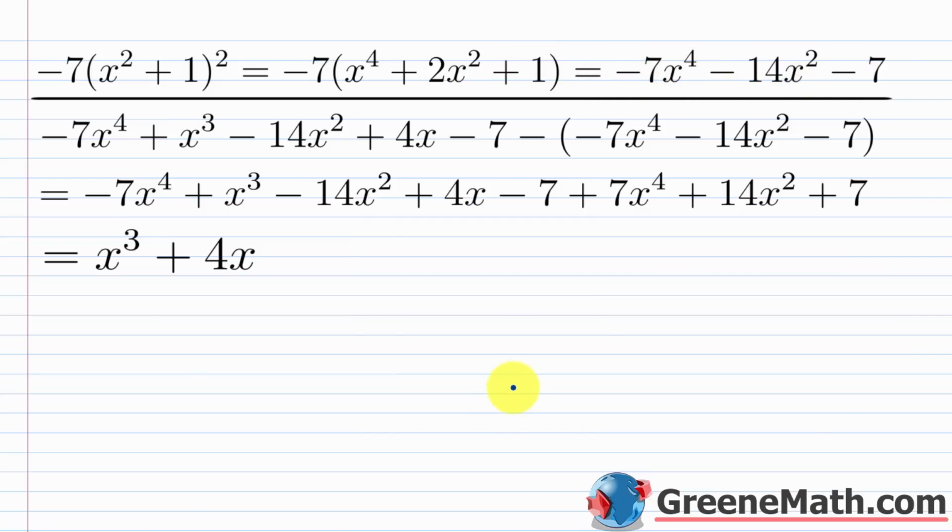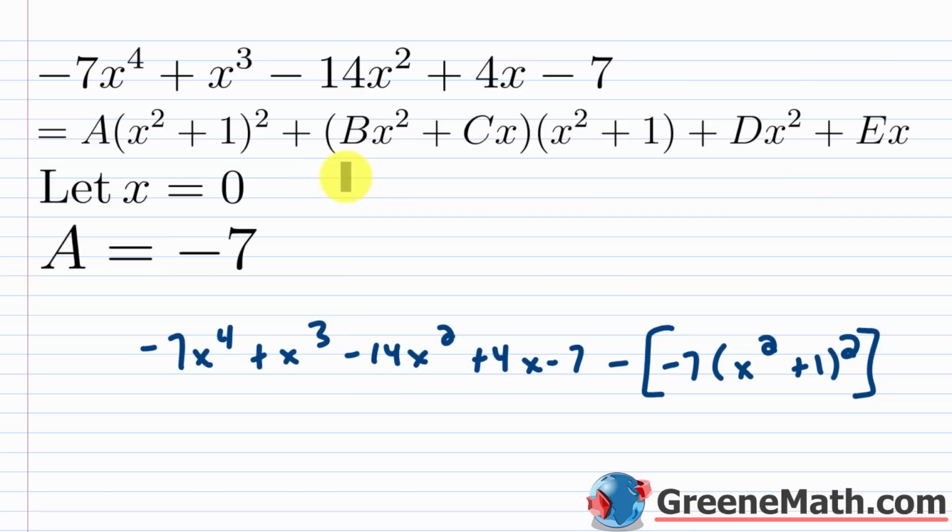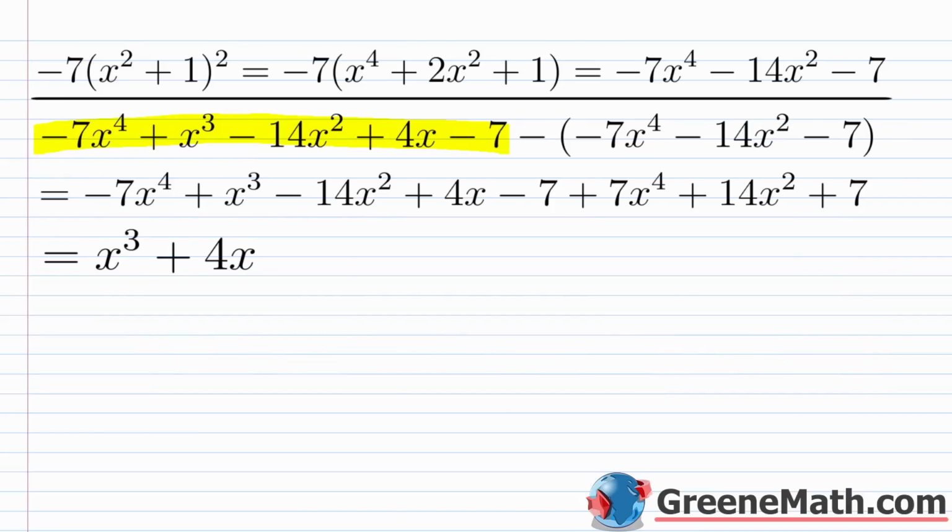Okay, so now we're going to take this guy right here, which is our left side: the negative 7x to the 4th power plus x cubed minus 14x squared plus 4x minus 7. Just to be clear, that's coming from right there. Again, that's the left side of the equation. What we're going to do is subtract away this guy right here, so it's inside of parentheses. That's just coming from right there. When we do this, we're going to distribute that negative to each guy inside the parentheses. So you get plus 7x to the 4th power plus 14x squared and then plus 7.